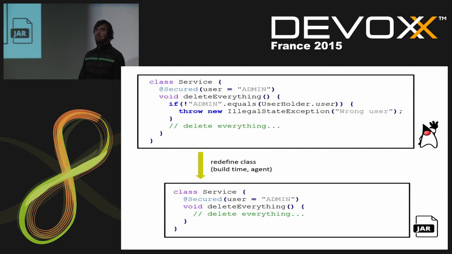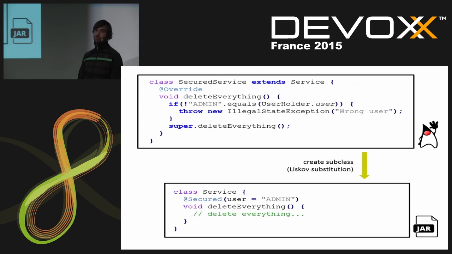This can be done by redefinition. We can use a build time instrumentation for that sometimes. We can use a Java agent for that. I'll talk about agents a little bit later. Or the less straightforward approach, but the more common one, is to actually create a subclass. This is how most frameworks work.